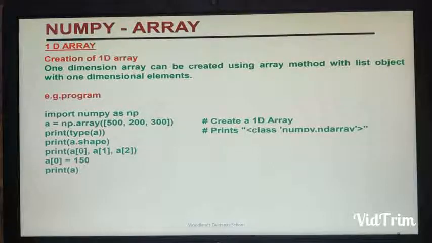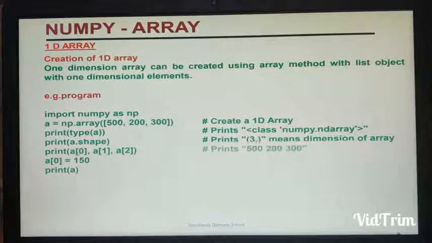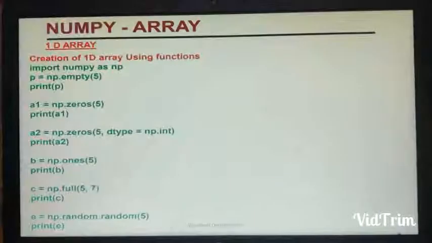Next we have written print a.shape. So shape will tell what are the dimensions of this array. According to this, we have 3 elements in it, so it will give answer 3. Then in next print we have written a[0], a[1], a[2]. As I've already explained, these are index. If I write a[0], answer will be 500. If I write a[1], 200 and a[2], 300. So this is the way to create 1D array programs.